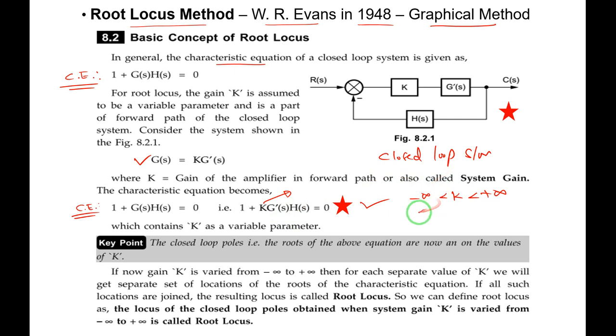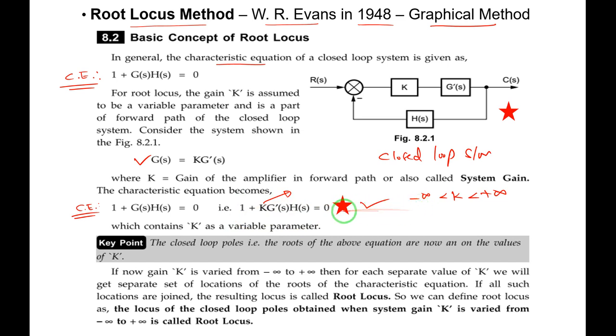Okay, for a particular value of k, let me assume k equal to 1. I will get one characteristic equation, maybe of second order or third order or fourth order based on the given system, right? I'll solve the roots. All those things you know, right? I will get some set of roots or poles, closed loop poles.